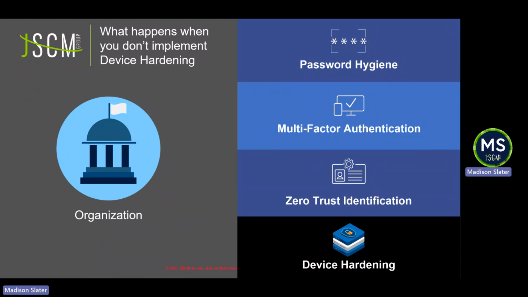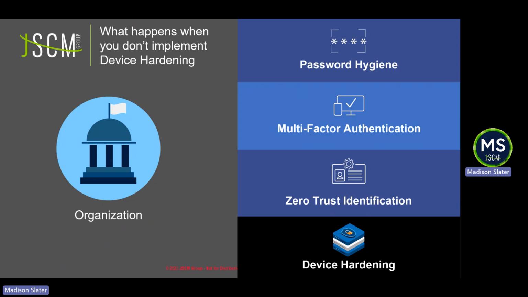So talking about some of the things that we've already gone through this year, if we're implementing things like good password hygiene, if we're implementing things like MFA, if we're moving more towards a zero trust environment, yes, we are greatly improving our security. But if we're not making sure that the devices that we're using on our network are properly managed, are properly controlled, are properly hardened, then a lot of these other efforts can become much less effective.